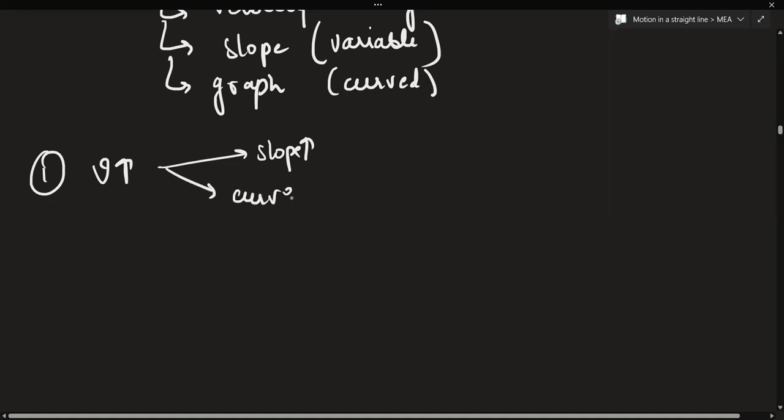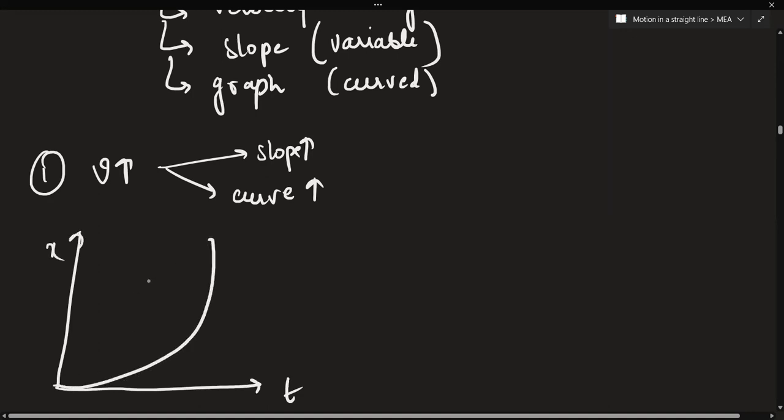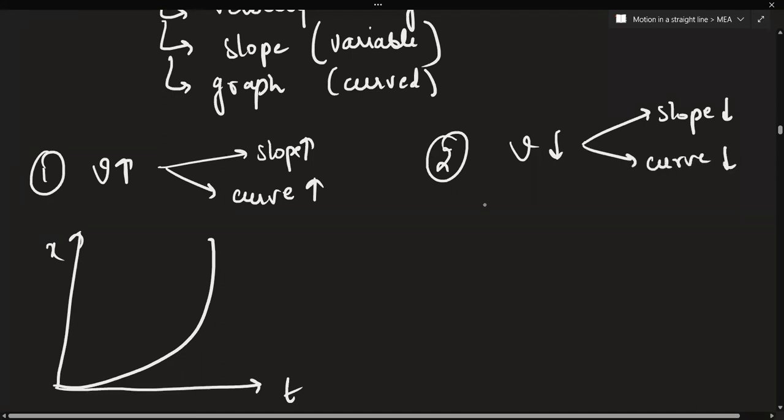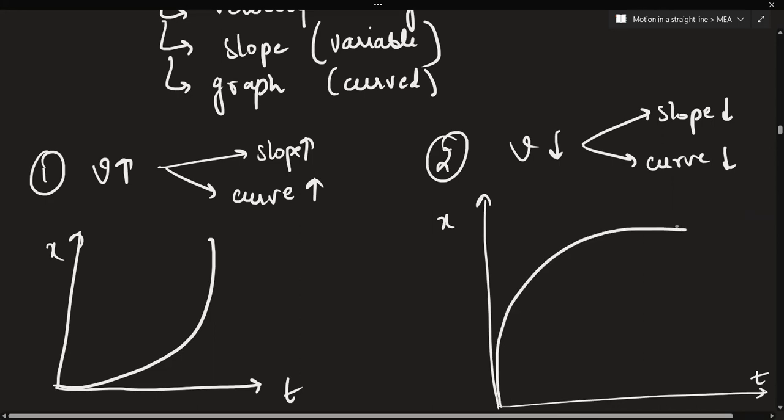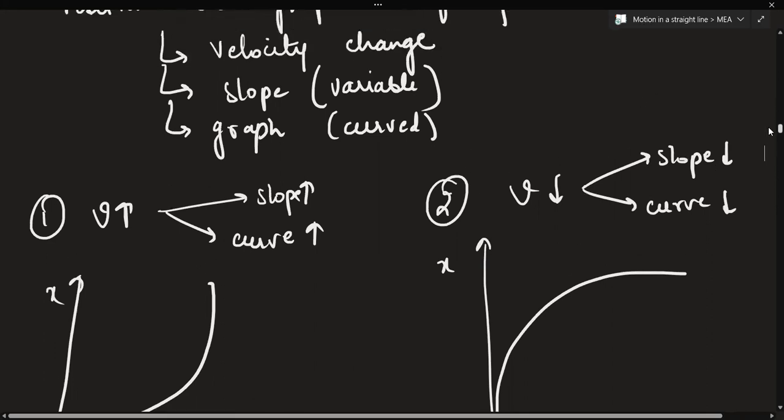And what happens to this curve? This curve is also an increasing graph. If this is time, this is position, then this will be the increasing graph. Secondly, if velocity decreases, then the slope will also decrease and it will be a decreasing curve. This is time, this is position, so this will be a decreasing curve. This we had studied. So do one thing, note down this part, then we will start with the velocity time graph.